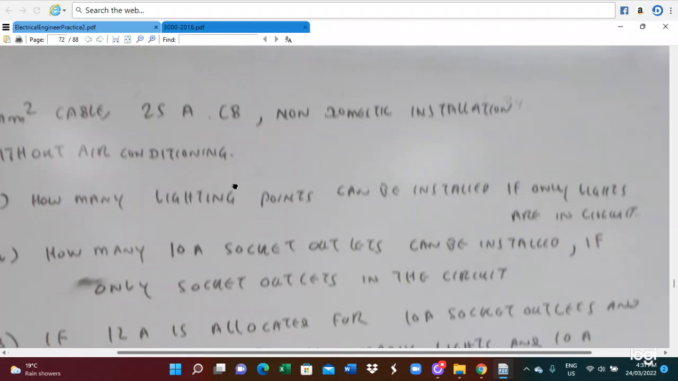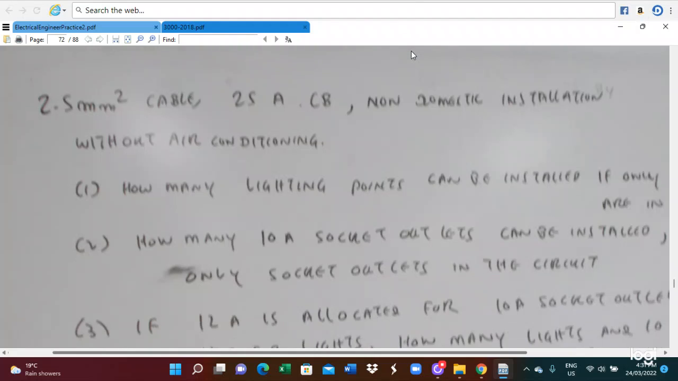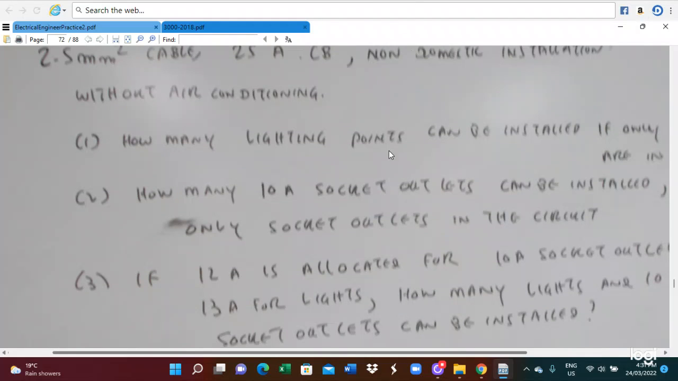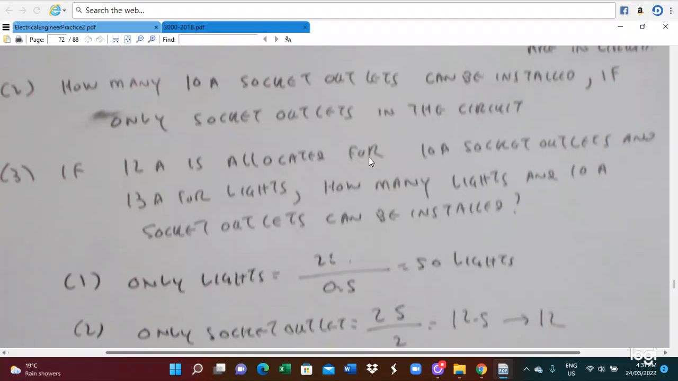With this problem, 2.5 millimeter square cable, 25 ampere circuit breaker, non-domestic installation without air conditioning. How many lighting points can be installed? And how many 10 ampere socket outlets can be installed if they are the only socket outlets in the circuit? And if 12 ampere is allocated for the 10 ampere socket outlets and 13 ampere for lights, how many lights and 10 ampere socket outlets can be installed?